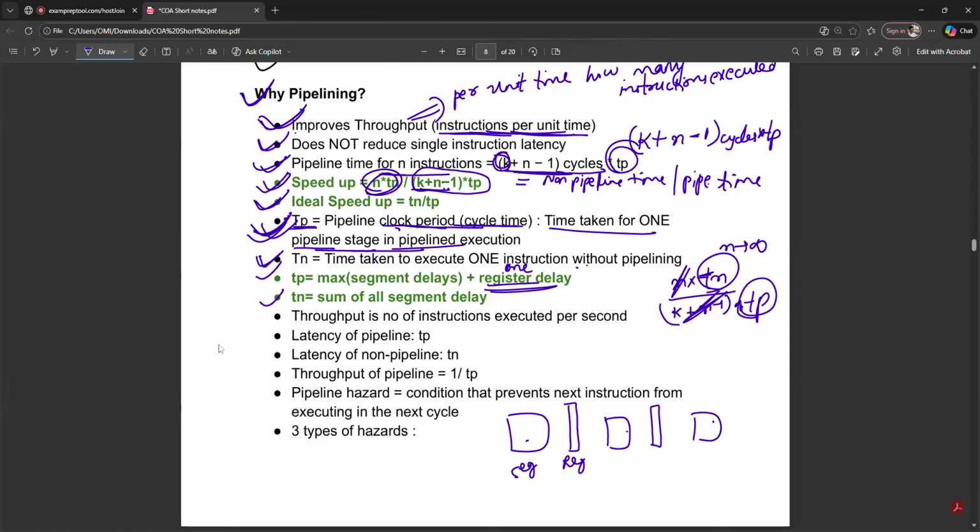Okay. What is the TN? Sum of all segment delays, because it has to go through each of the segments. So sum of all the segment delays. In this way you can calculate TP and TN.